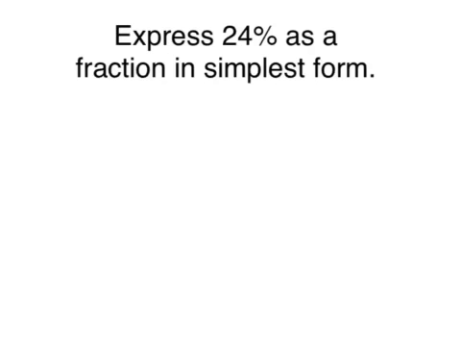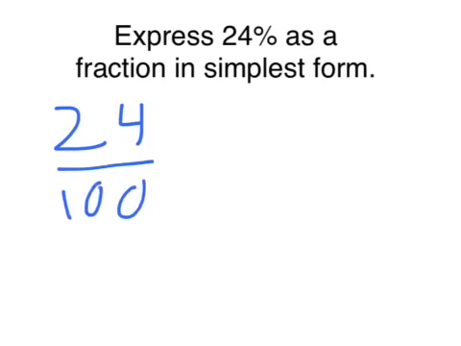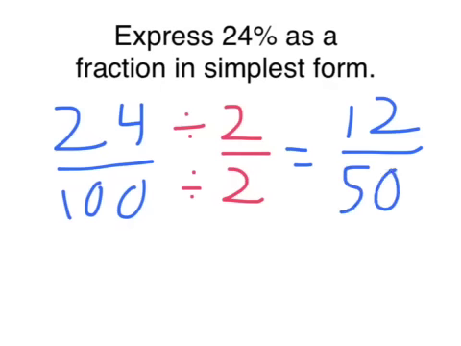Express 24% as a fraction in simplest form. So of course, 24%, I'm comparing 24 to 100. Now I just want to begin simplifying this fraction. I notice that both these numbers are even, so I can divide by this equivalent form of 1, divide by 2 over 2, because 2 over 2 is 1, so dividing by 1 never changes our answer. I'll just get an equivalent fraction, and in this case I would have 12 over 50.